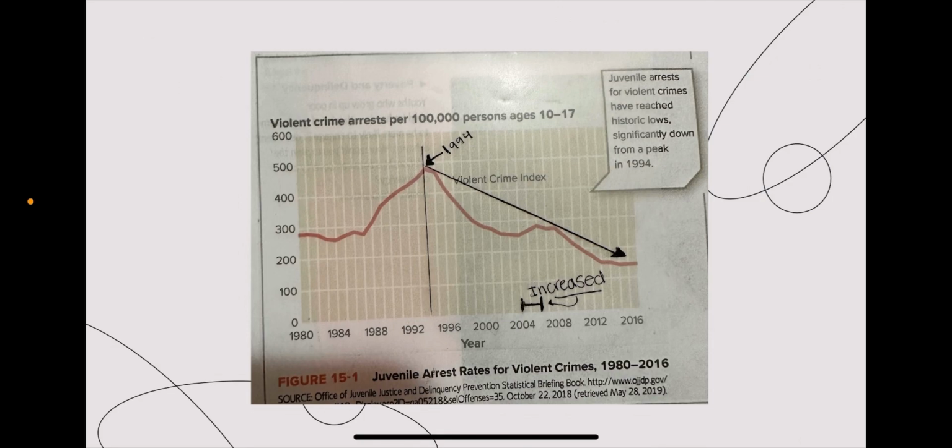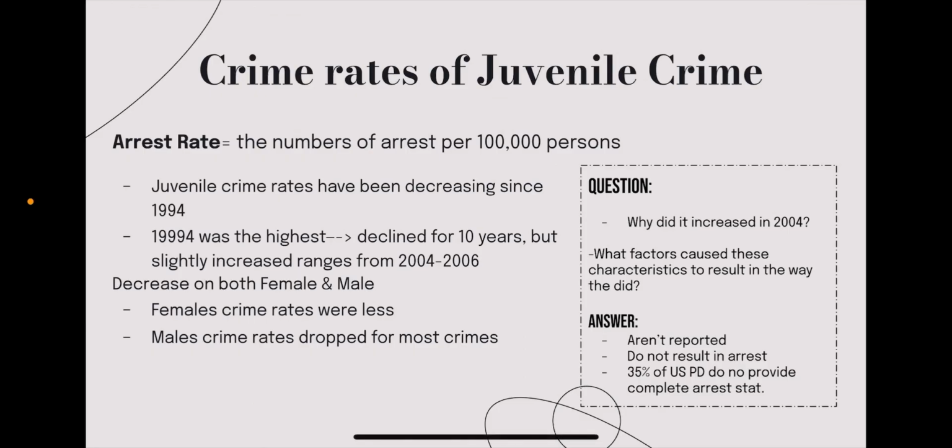In figure 15:1, you are able to analyze that the highest point was in 1994. The arrest rate is the number of arrests per 100,000 people. It decreased for a whole decade, and in 2004 to 2006, it slightly increased for both females and males.